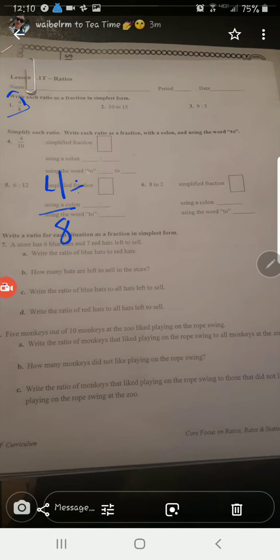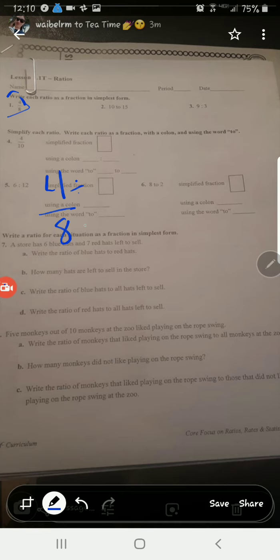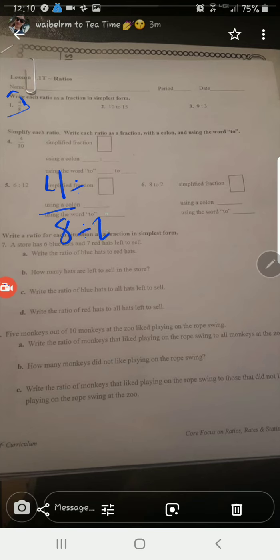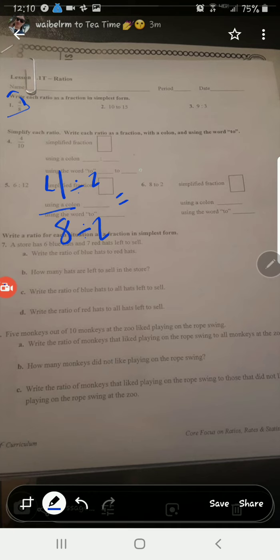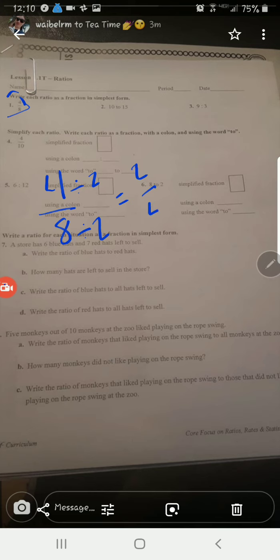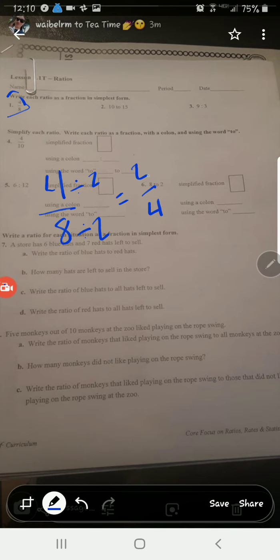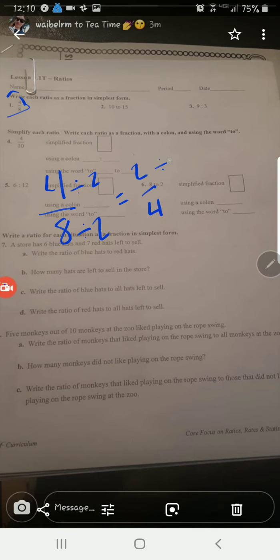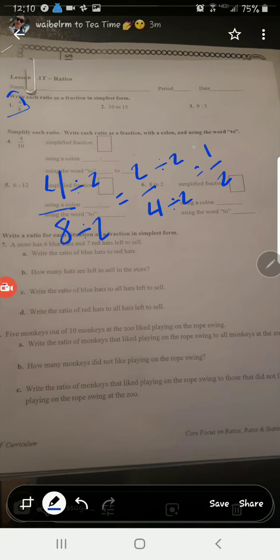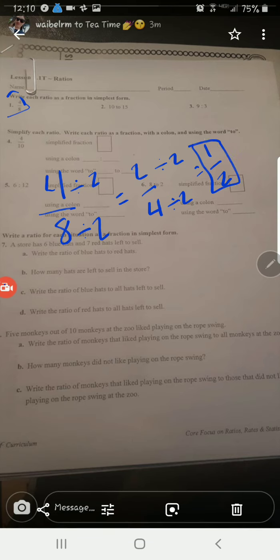So 4 and 8 both can be divided by 2, which would equal 2/4. And then, oh look, they can both be divided by 2 again, which would be 1/2. So there is your simplest form.